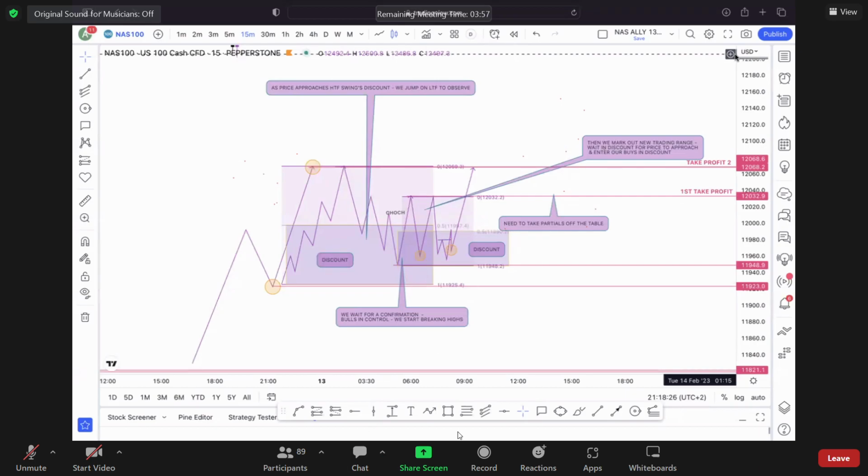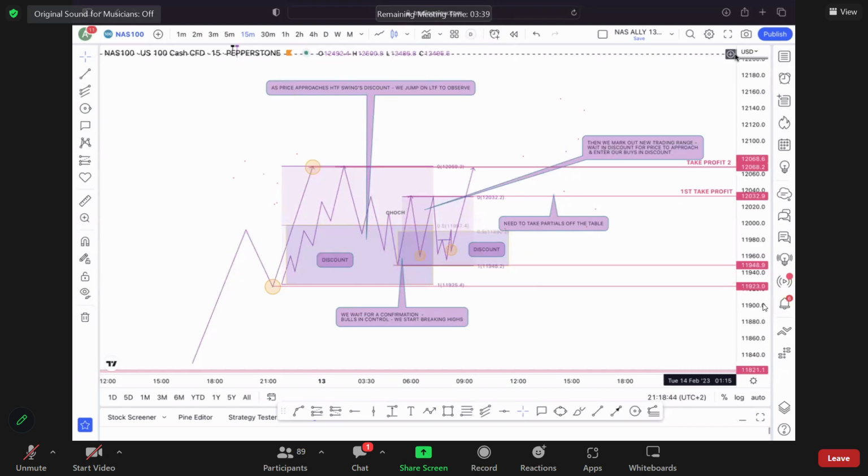So for now, I want you to forget about imbalance, forget about order blocks, forget about anything that we haven't taught up to this point. And the reason why I'm telling you that is because structure must come first. Okay, so structure must come first.